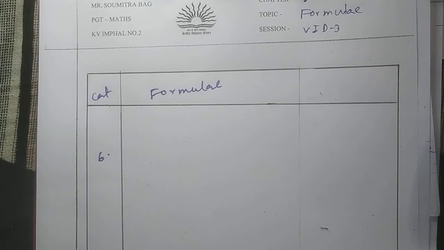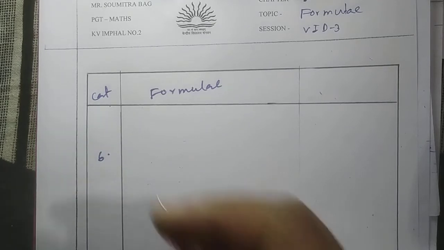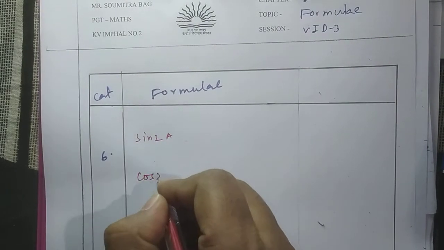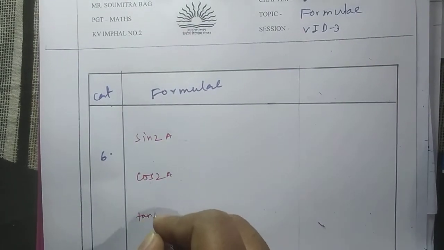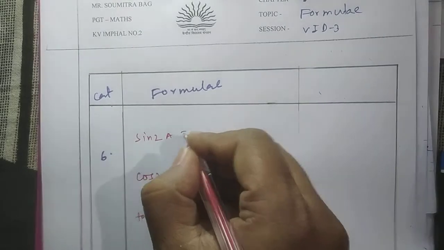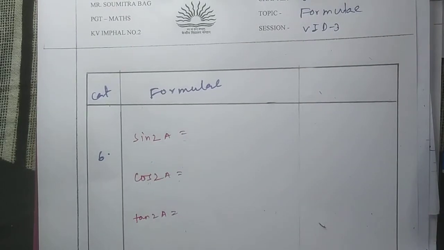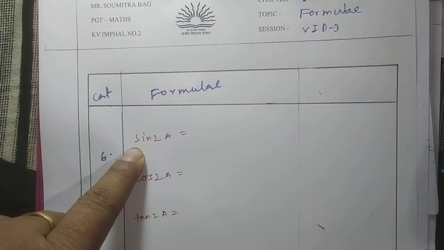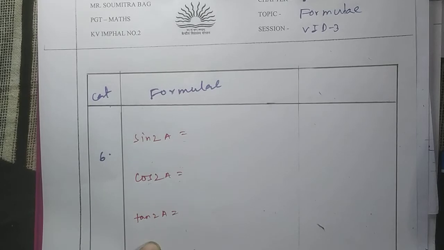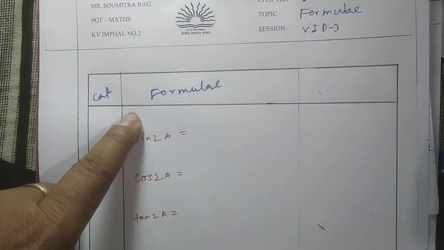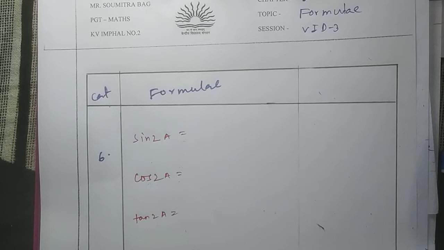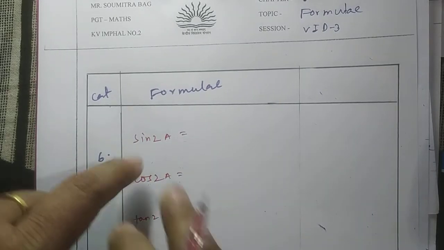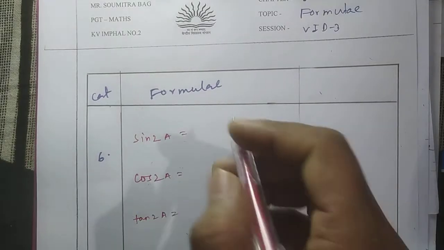In class 11, we learnt the formula of sin 2a, cos 2a and tan 2a only in terms of tan. Correct? Again I am saying, in class 11 we learnt the formula of sin 2a, cos 2a and tan 2a in terms of tan. These are the formulae of multiple angle formula. Right?